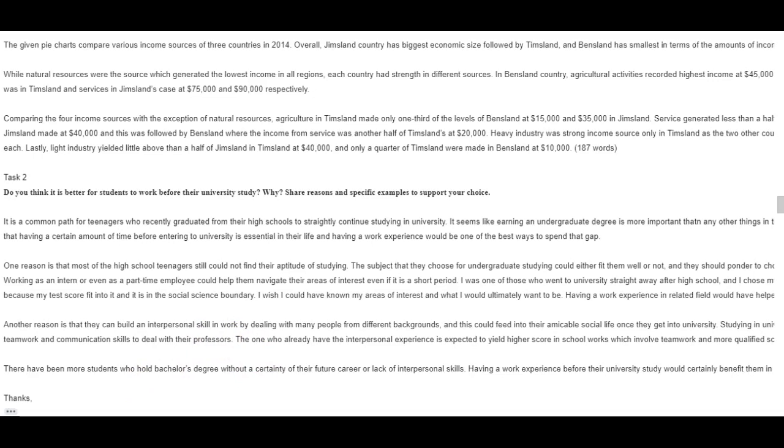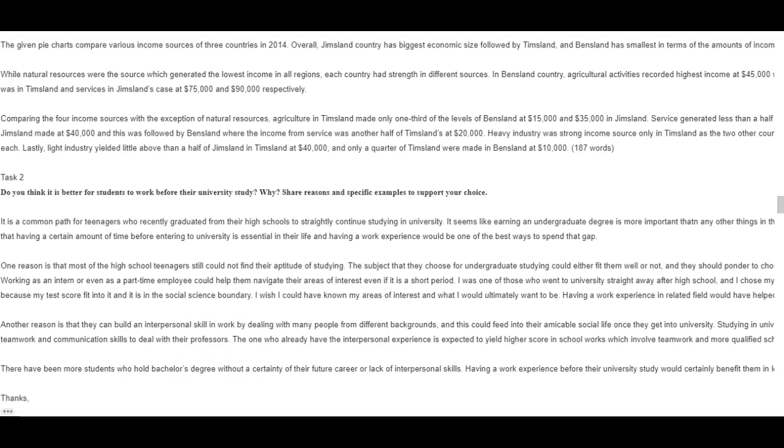One reason is that most of the high school, okay, I don't really want you to do this. One reason is that. So it's a brand new paragraph, so treat it like a new beginning. In other words, one reason why students should work prior to university is that most high school teenagers cannot find their aptitude of studying. That's awkward. I don't know what you're trying to say. Are you trying to say they haven't learned good study skills? Are you trying to say they haven't learned how to study? I'm not really sure, but it's a little confusing.